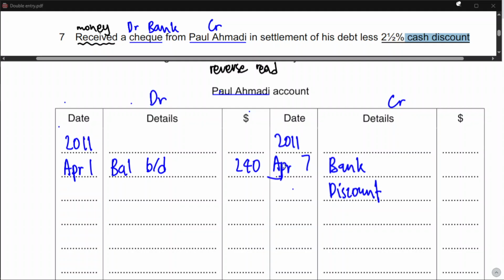It will be 2.5% times 240. So this one will be 6. So 240 minus 6 will be 234.